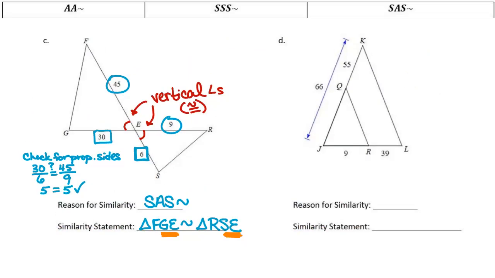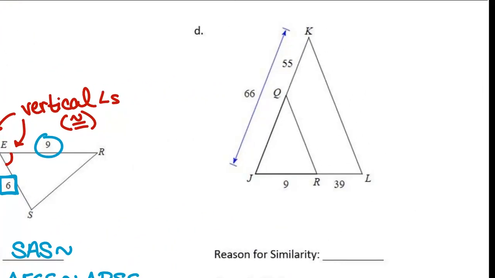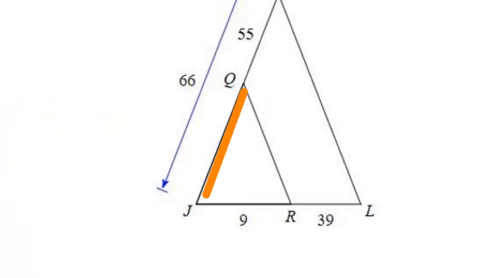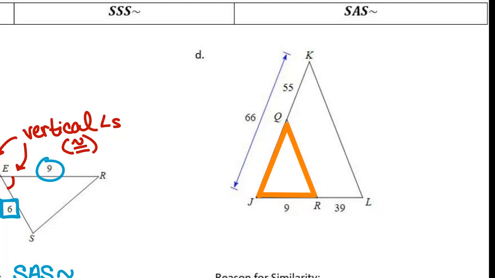All right. Part D, last one on number 1. Last one on this page. We have two different triangles in this picture. There's this little triangle, JQR. So I'm going to go around that with orange so that we can all see it clearly. And then I have a much larger triangle, JKL.